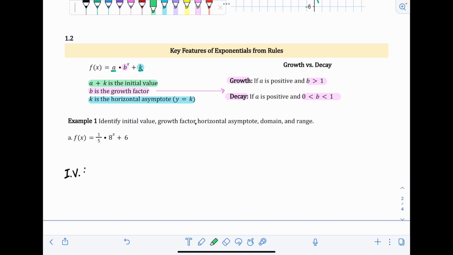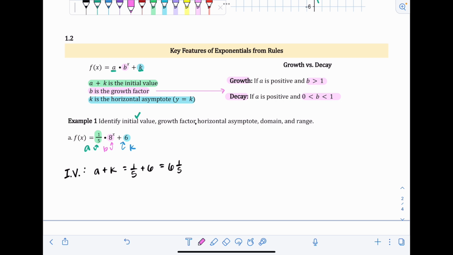So a is that coefficient multiplied out in front, so it would be 1/5. And then b is the base of the exponential, so b would be 8. And k is that constant added to the end, so it's that +6. Okay, so IV, that initial value, is going to be a plus k, so it's going to be 1/5 plus 6, so I'm just going to leave it as 6 and 1/5. If you want to change it to an improper fraction, that's okay. It would be 31/5 or 6.2.